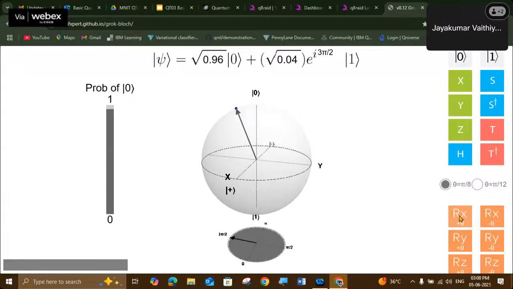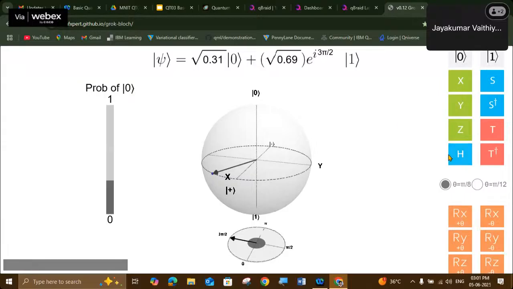Again click Rx. It will do a rotational change with respect to the Rx gate. Again Rx. Again Rx. Rx. So this will give a finite transformation by an angle equal to pi by 8.